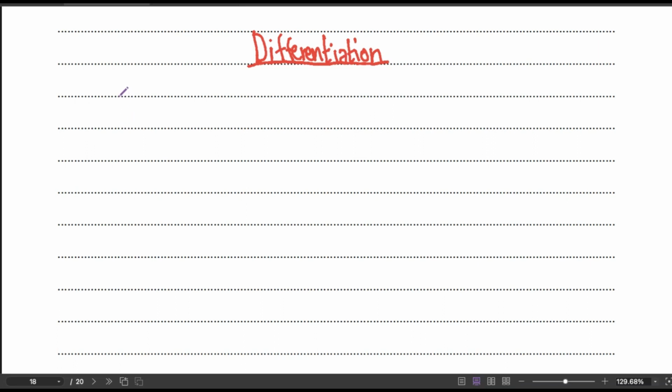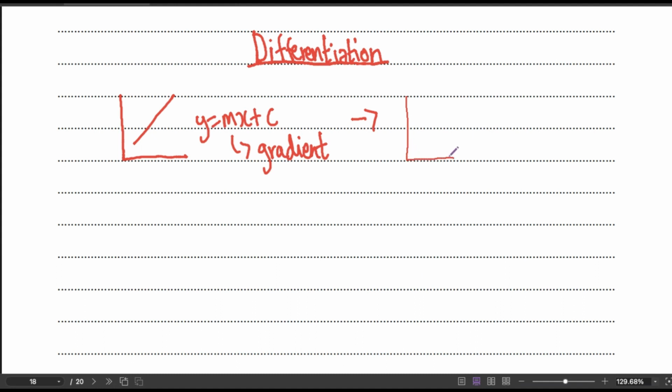Differentiation. So firstly, let's say we have a straight line, right? Straight line. And we know that's given by y is equal to mx plus c, where m is the gradient of the line. We already know this. But what if instead we had a curve that looks something like this? Went down and then went back up, right? Let's say that's a curve that we had.